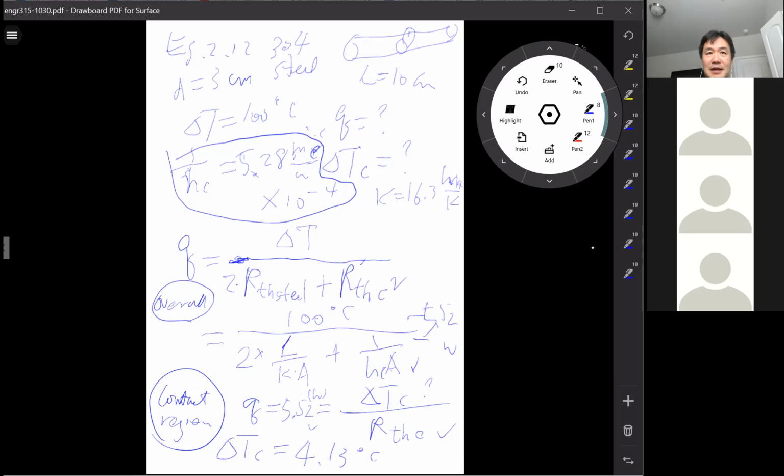That's a parallel configuration, so the resistances are not just added together. It's the same as electrical circuits when you do the resistance for parallel configurations. Just be careful in those kinds of situations. So you should be good at solving combined heat transfer problems with different types of mechanisms.